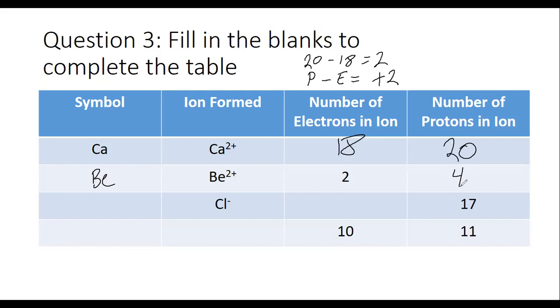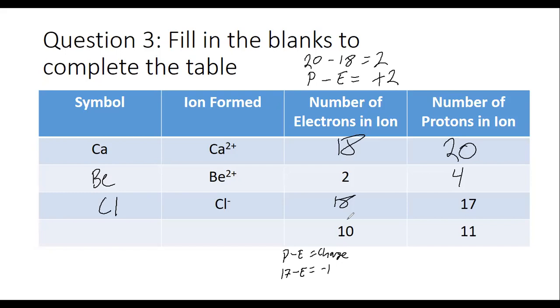For our third row, the ion is chlorine. Chlorine -1, and I'm saying there's 17 protons in it. Again, let's do the math. Protons minus electrons equals charge, right? So we have 17 protons minus electrons equals -1. Therefore, the number of electrons has to be 18. 17 minus 18 equals -1.